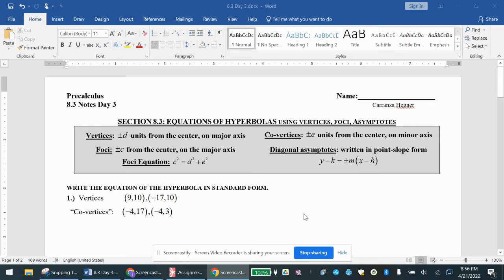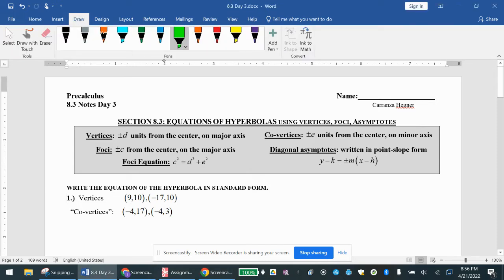Today we're going to be writing equations of hyperbolas given either the vertices, co-vertices, foci, or asymptotes. So quick reminder that with hyperbolas, the vertices are plus or minus d units from the center. They're always on the major axis. That was also the case with ellipses, except we use the letter a for those. So with vertices, we're talking about plus or minus d on the major axis.